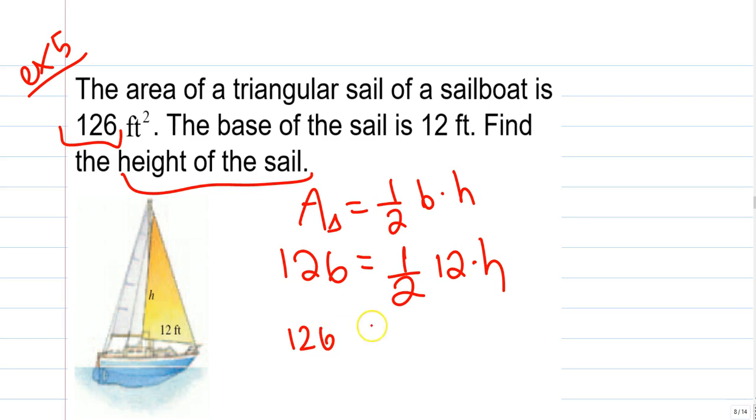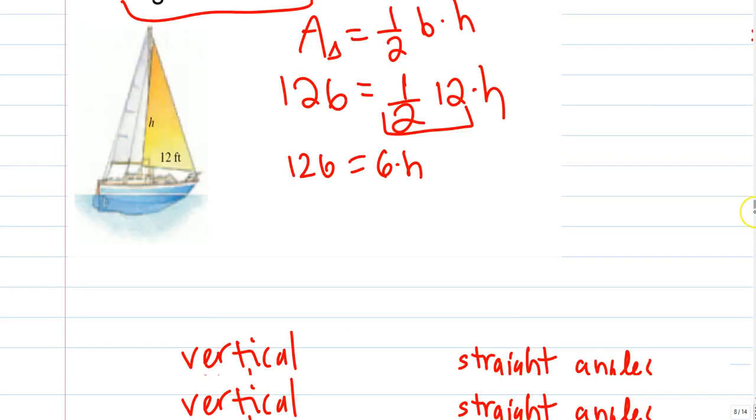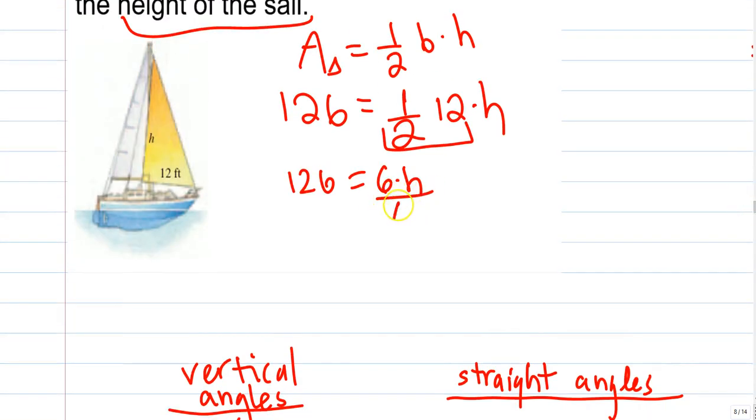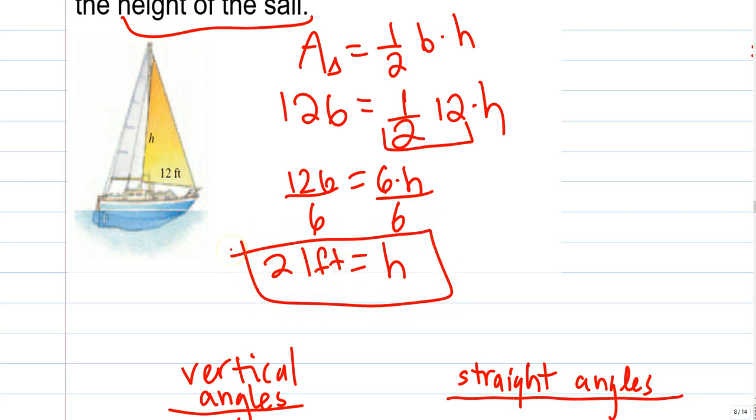Well, nicely enough, I can do 1/2 of 12. So 1/2 of 12 is just 6h. Solving for h, I'm going to divide both sides by the 6 and get that the height is 21, I think it was, feet. Yeah. All right, so that's kind of what we're going to be doing with the formulas. They're going to give you the formulas, you fill them in.